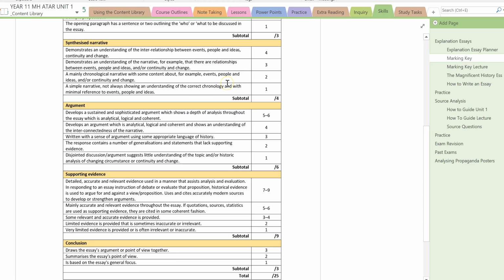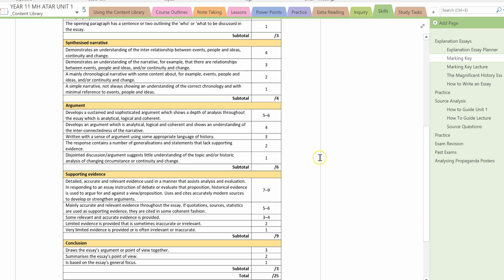But really, I suppose, in very simple terms, it's the story of history that you're creating. Now, what tends to happen, in my experience, is that the narrative, the understanding of what is going on and the order it happens, is pretty much something that most of you are good at. However, it's only worth 4 out of the possible 25 marks. So what I'm finding is that it will often take over and you will sacrifice your argument and your supporting evidence.